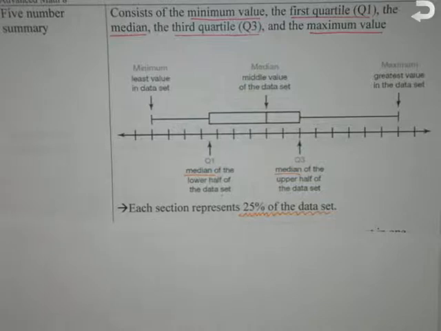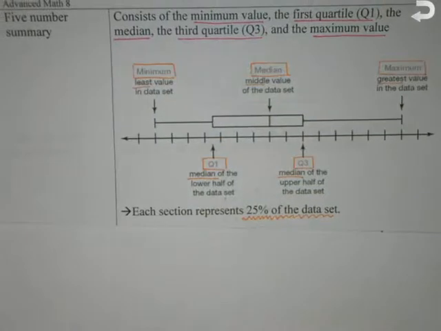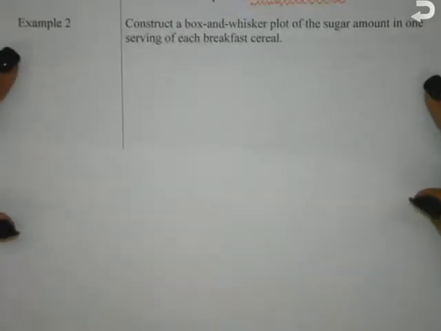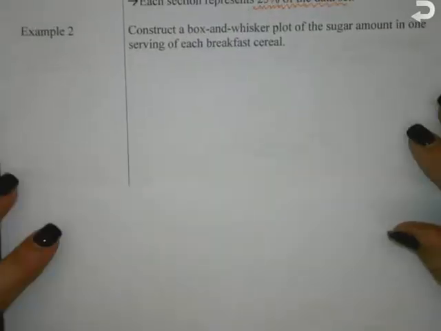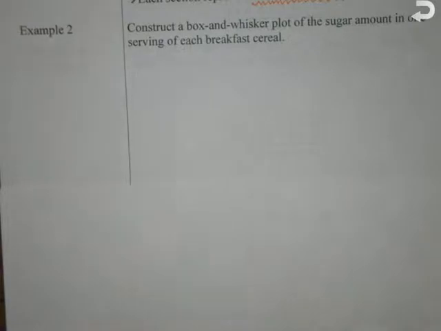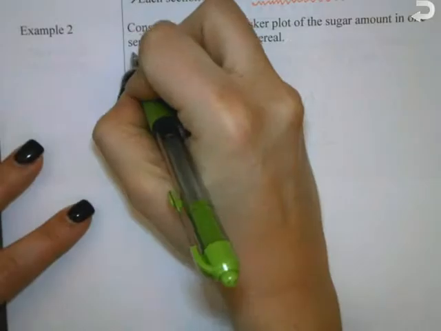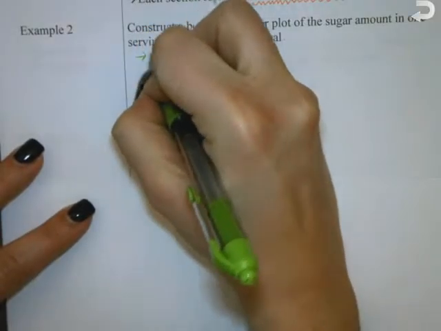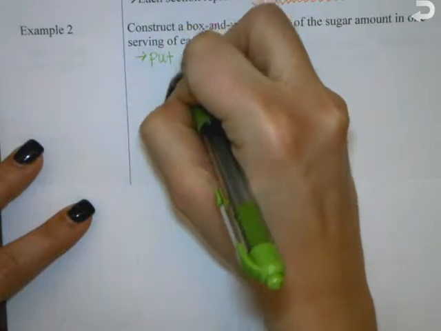Okay, so let's build a box and whisker plot for the amount of sugar in breakfast cereal. So that's example 2. You don't have to write the instructions. Do write this though. So our first step, what we're going to do is we need to separate all of our data into its different quartiles. So your first step is going to be put the data in order.